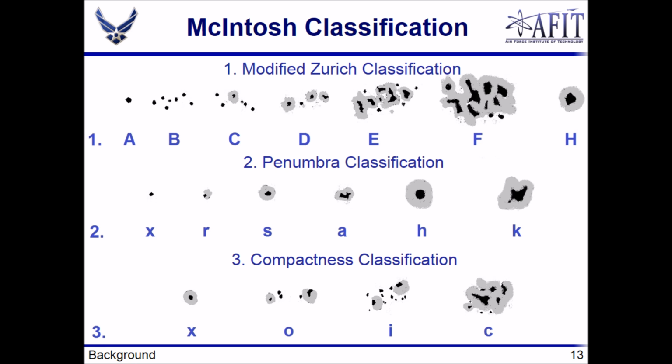I want to note that there's 7, 6, and 4 different parts of those 3 classifications. Not all combinations are possible. For example, if you have an A Zurich classification, that's a unipolar spot group, and so you're never going to have a trailing spot for that particular classification, and therefore the only possible compactness classification for an A is an X, because there's no other polarity there.